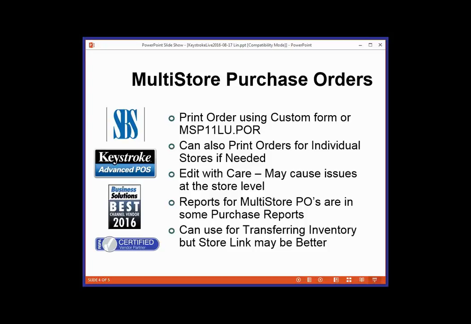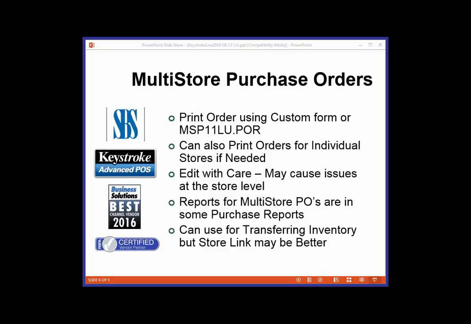In our report module, there are some reports set up for multi-store. All of our purchase reports allow you to report on multi-store orders, and the purchase transactions report does show your various allotments. You can use multi-store orders for transferring inventory by doing a negative order from one store and then a positive to another, but Store Link might be better. Just something to consider. Let's take a look at Keystroke here.